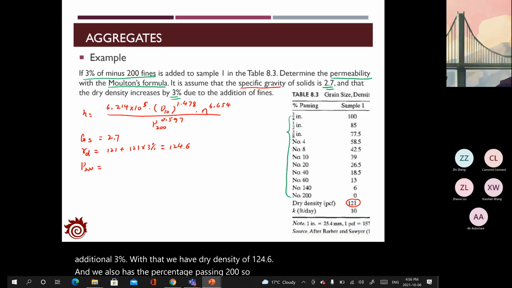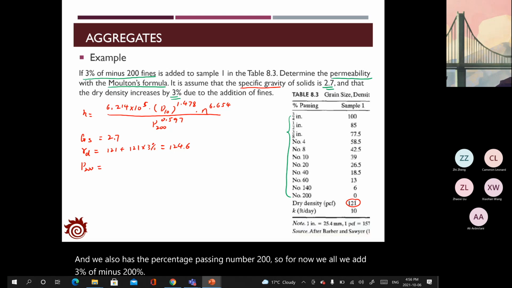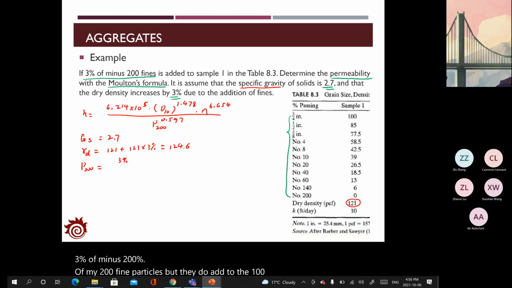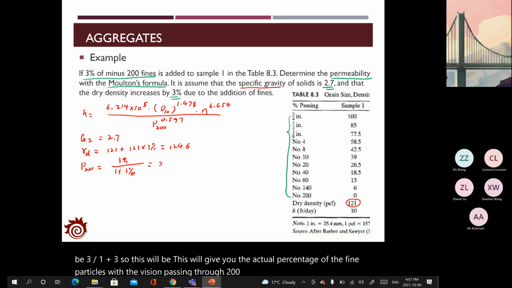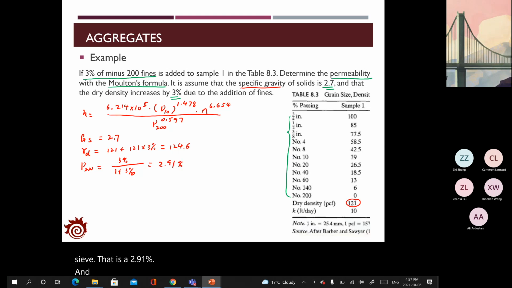And we also have the percentage passing number 200. For now, we add 3% of minus 200 fine particles, but it will add to the 100% case. So the percentage will be 3% divided by 1 plus 3%. This gives you the actual percentage of the fine particles which can pass through the number 200 sieve. That is 2.91%.